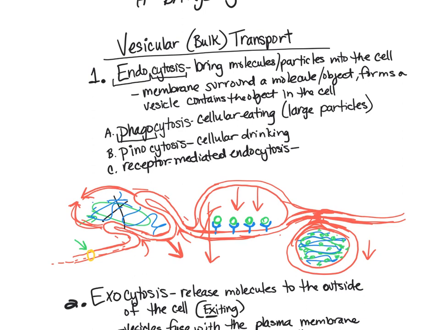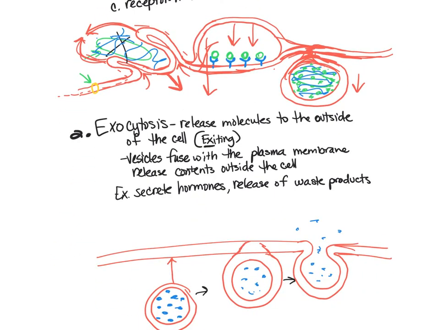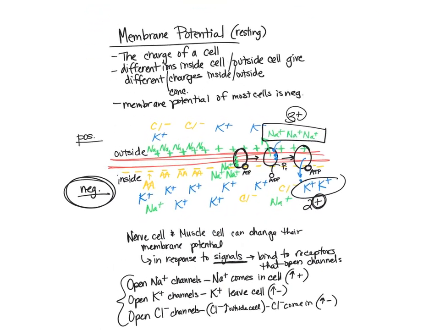And then remember, there are 3 different types of endocytosis. There's phagocytosis, which is cellular eating, which is large particles like bacteria. There's pinocytosis, which is cellular drinking, bringing in the fluid that's outside of the cell, the extracellular fluid. And then receptor-mediated endocytosis. So when we have receptors that attach to the molecules, and it initiates bringing that vesicle into the cell.